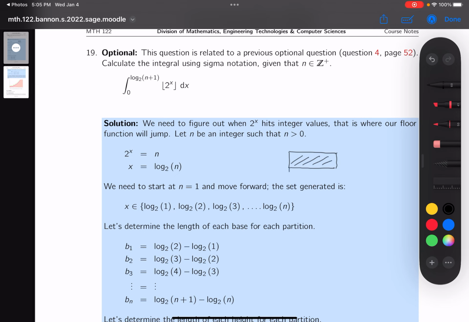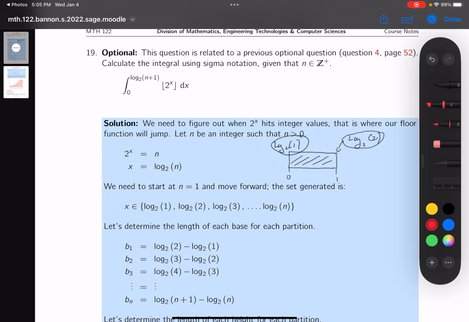Remember, the first one's pretty easy. It's just 0 to 1, but I want to write down what the logs are. So what's this going to be? This one over here is going to be log base 2 of 2, and this one over here is log base 2 of 1. What's the distance? Well, if you thought about it, it's upper minus lower.